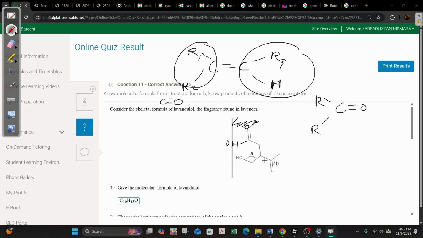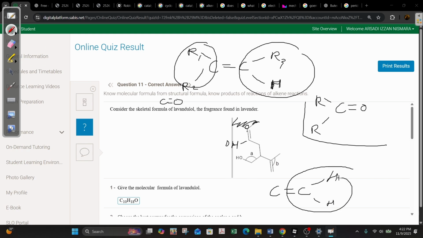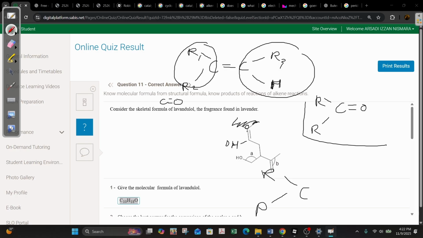Now we can look at the bottom one. We've got C double bond C, H and H. Where does this go to? This separates and becomes what? CO2 plus H2O. That's easy. And the other one, this side, is attached to two R groups. So what does it become? It becomes a ketone.